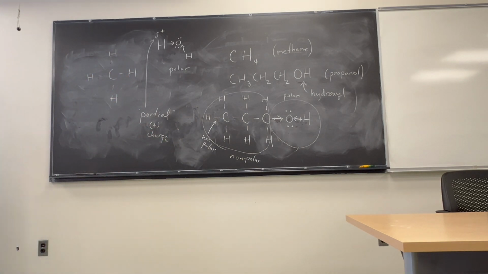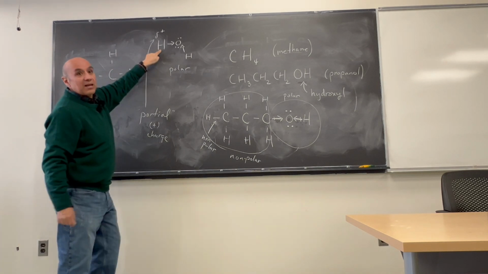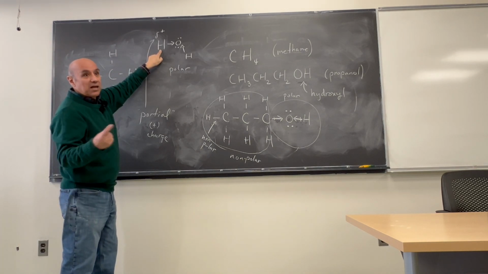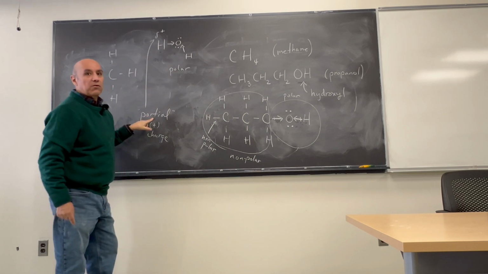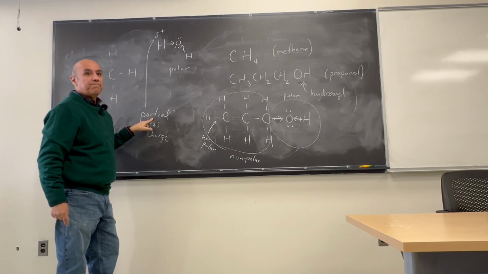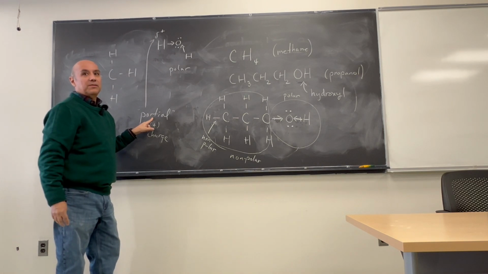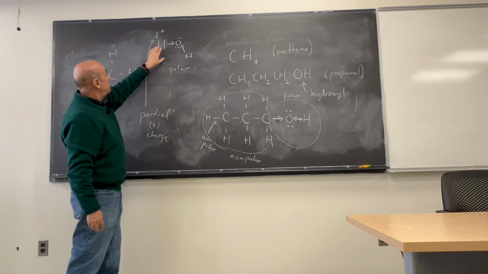And by partial, I mean it's not a 1 plus. Remember that we started this discussion saying that the protons carry a charge of 1 plus. Well, this hydrogen does not carry a charge of 1 plus. It carries a charge of less than 1 plus, which we're going to call a partial charge. It's not quite 1, but it's more than 0. Does that make sense? So there's a little bit of polarity there.